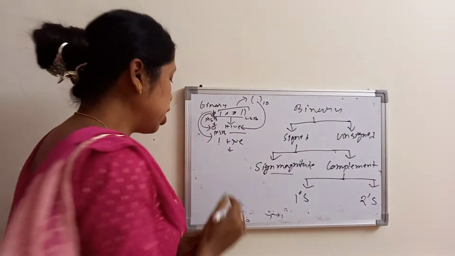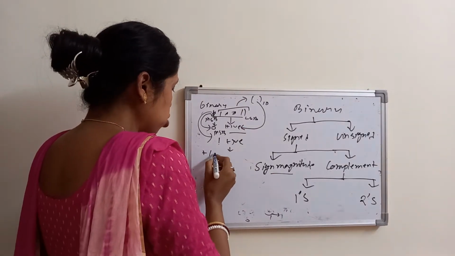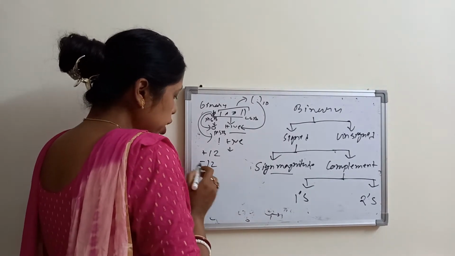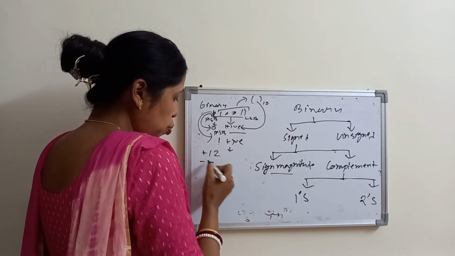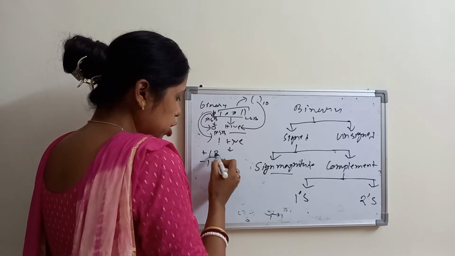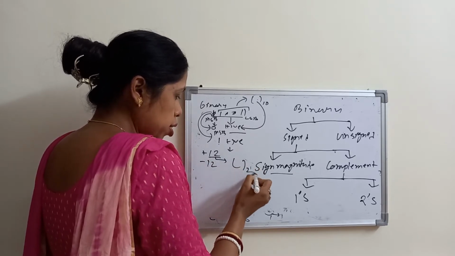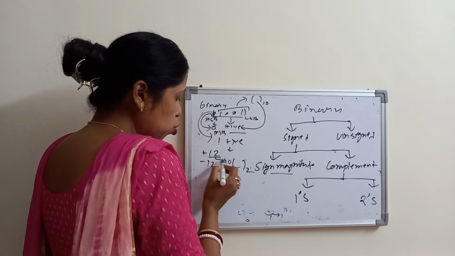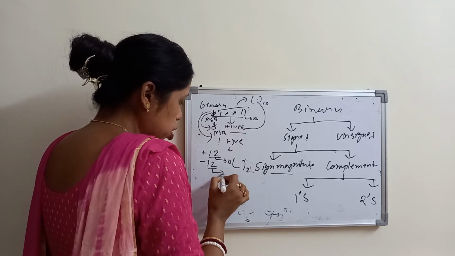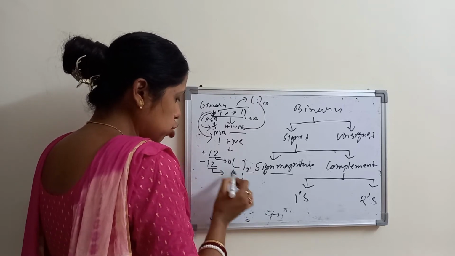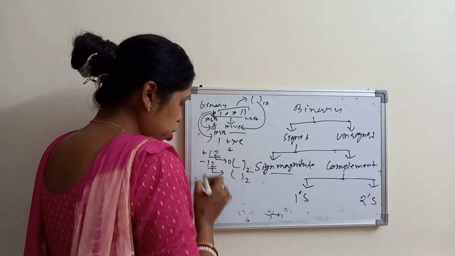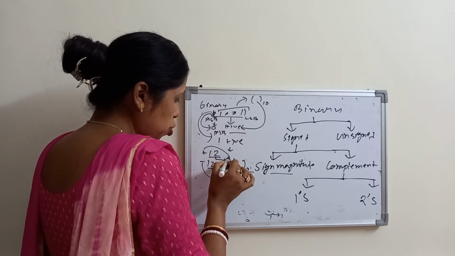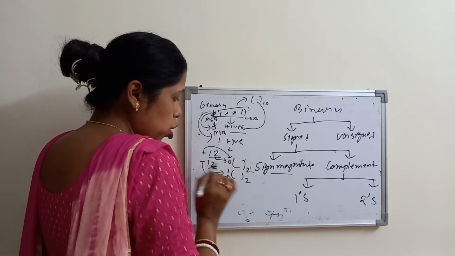Suppose any kind of decimal number is there, positive or negative. For the positive number, first you have to convert the magnitude into binary. After that, for a positive number I put 0 here, and for a negative number also you first convert the magnitude into binary, and for negative I put 1 here. For positive I put 0, for negative I put 1.